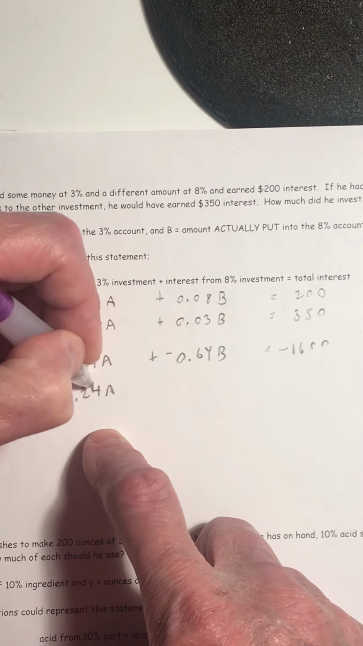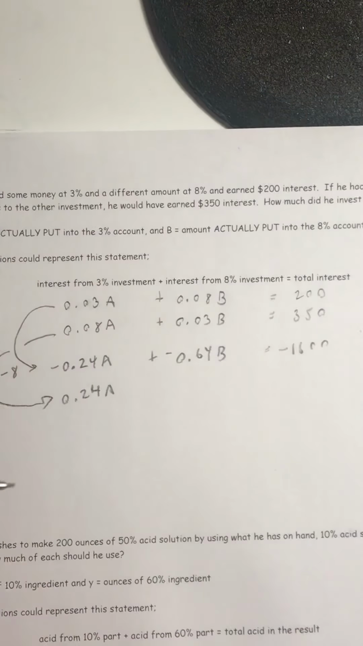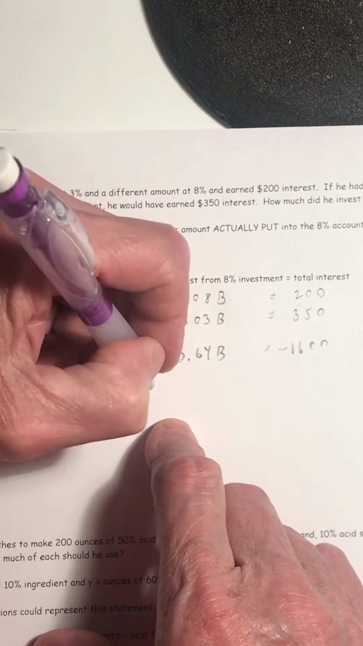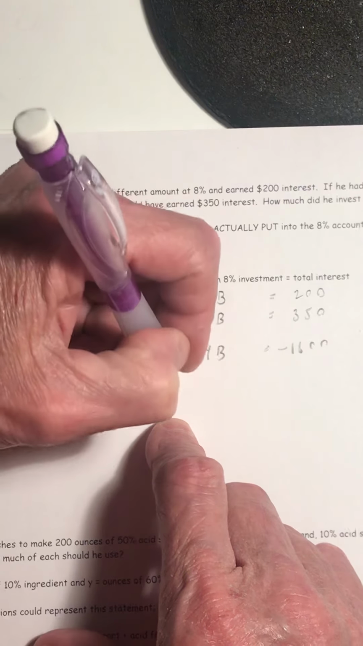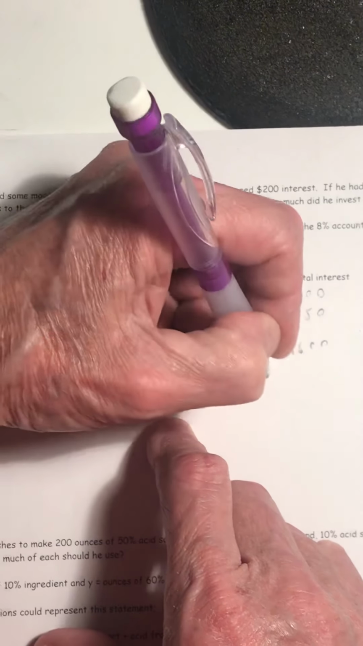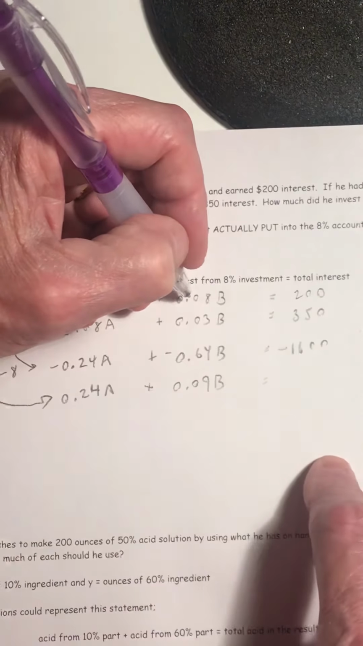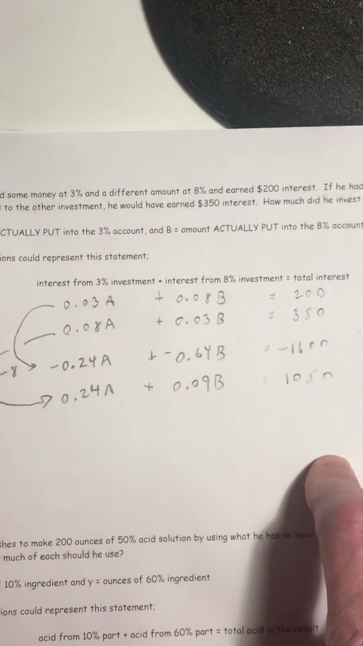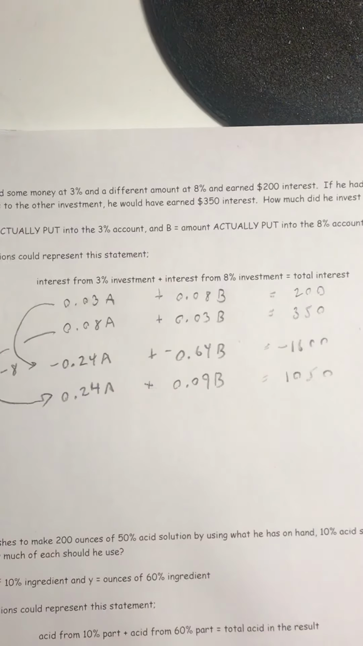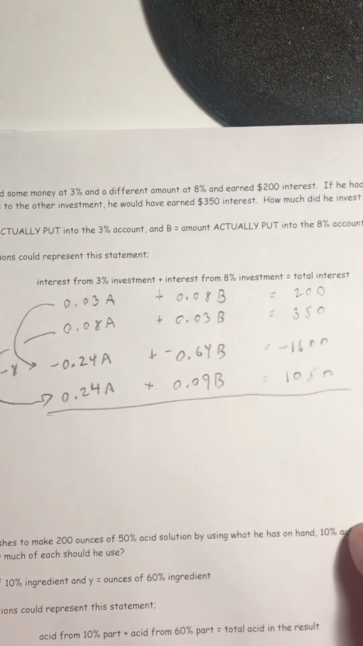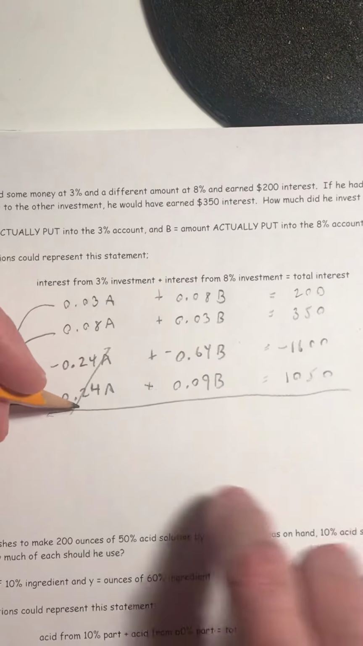Good time for a pencil to break. Positive 0.24A. Positive 0.09B. And 3 times 350, that's 1050. Time to switch pencils here. Excuse me a second. Now when we add, the A's disappear.